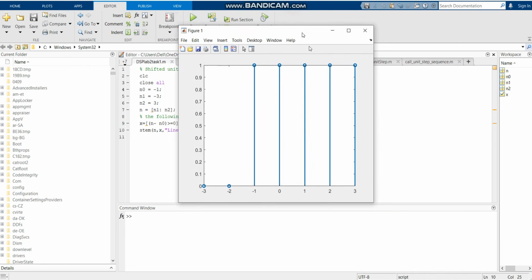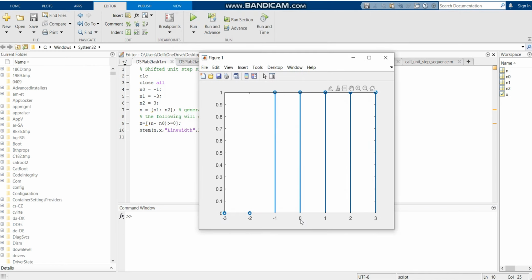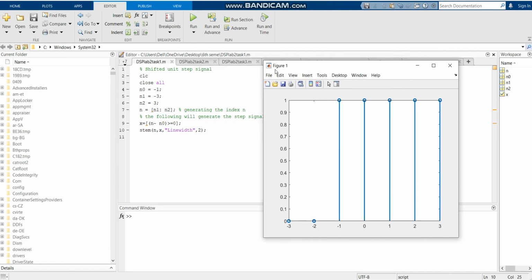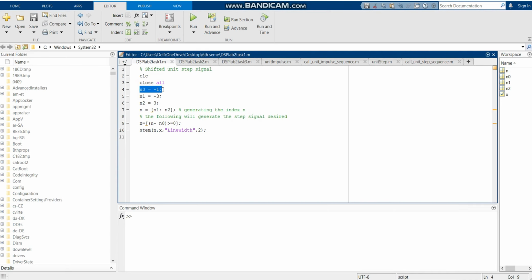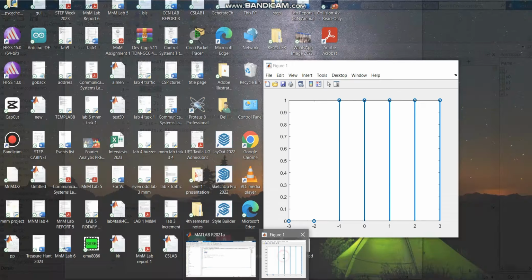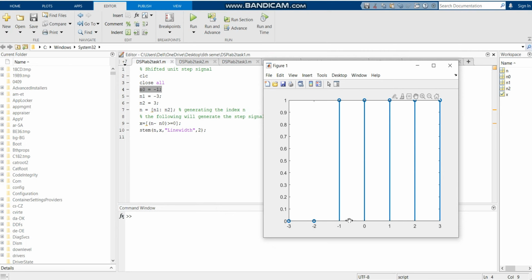Here we can see that the step signal is basically the signal which starts from 0 and moves towards infinity, whereas this signal starts from -1 because this is the shifted unit step signal. As you can see, the starting index n0 is equal to -1, so our step signal starts from -1 and ranges towards infinity.